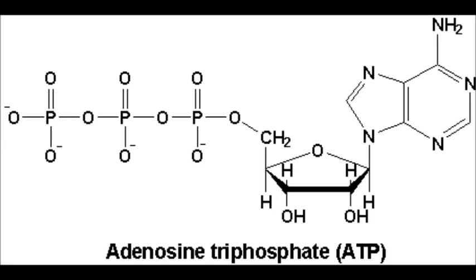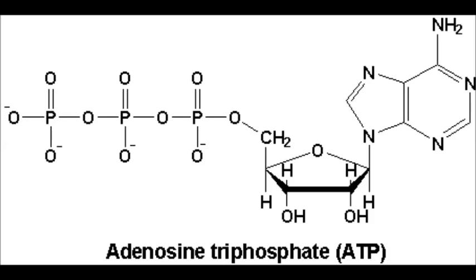This is the basic molecular structure of an ATP molecule, adenosine triphosphate. ATP is called the energy currency of the cell, and it's analogous to a battery in that energy is stored within its chemical bonds and can be released for use in energy-requiring reactions by breaking those bonds.